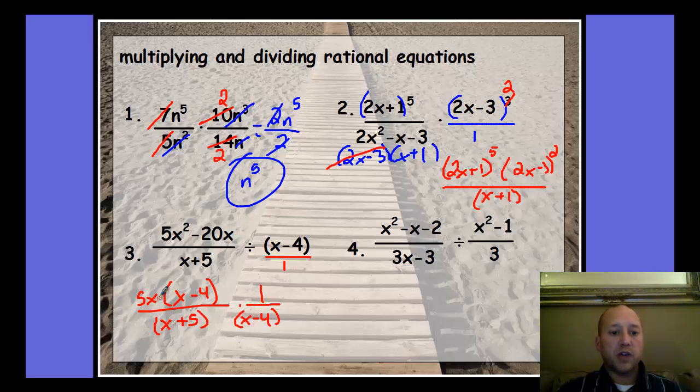Now everything's multiplication. As we look for reducing, we see how we have a common factor, x minus 4, those reduce out. So on the top we end up having 5x all over x plus 5.